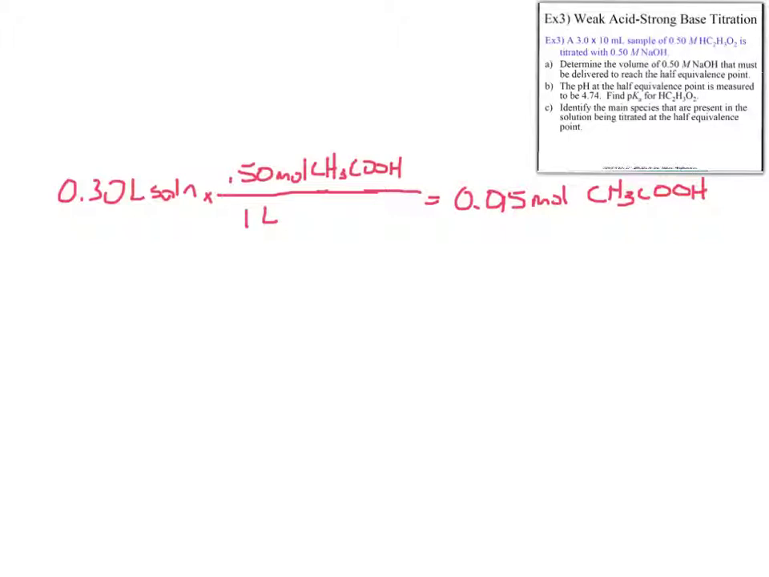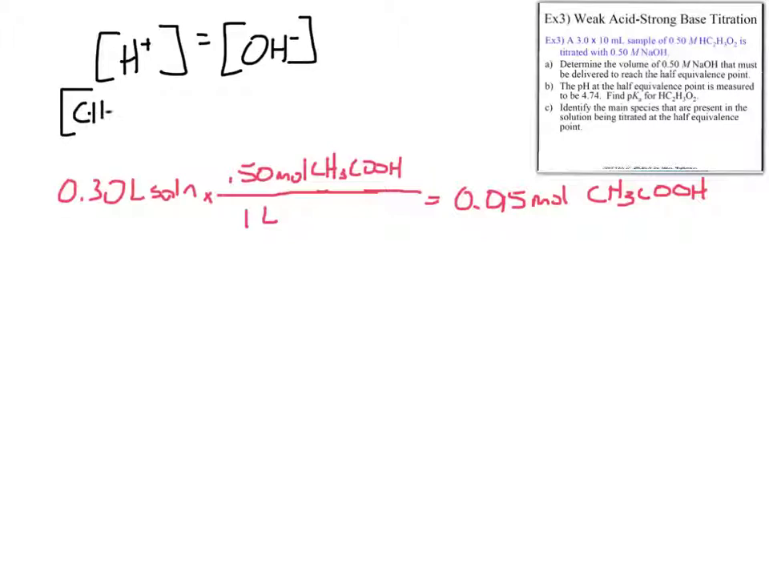So what volume of sodium hydroxide has to be added in order to reach halfway to the equivalence point? At the equivalence point, the concentration of H plus is equal to the concentration of OH minus. So for a weak acid, weak base, at the equivalence point, the concentration of acetic acid, CH3COOH, would have to be equal to the concentration of OH minus. So at the equivalence point with this system, the concentration of hydroxide would have to be equal to that. So we'd have to add 0.015 moles of sodium hydroxide to get to the equivalence point.